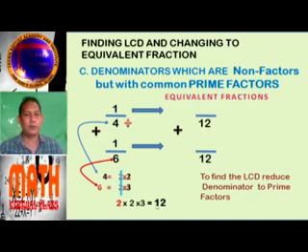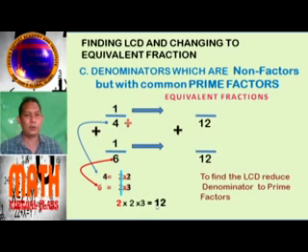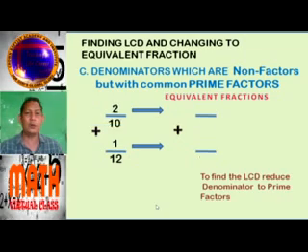So 12 divided by 4 is 3, times 1 equals 3. 12 divided by 6 is 2, times 1 equals 2. Again, add, and the answer becomes 5 over 12. Okay, let's go to our last example. We have 2 over 10 plus 1 over 12. Again, we are adding fractions which don't have similar denominators.